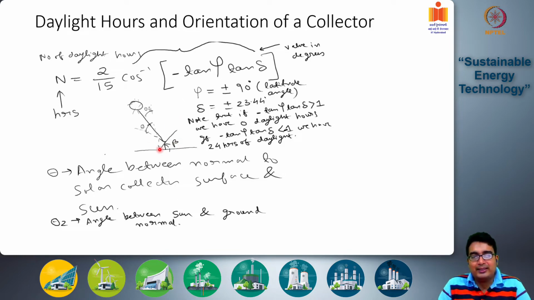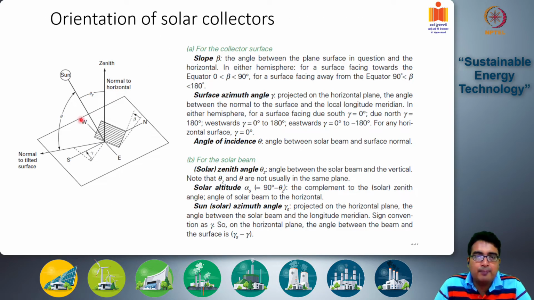So given that the solar collector is oriented at angle beta, and given that the inclination of the sun at a given point of time with respect to the ground normal is theta z, we can also define another angle theta, which is the angle between the normal to the solar collector surface and the sun. So if this is the sun's rays, this is the normal to the collector, this angle is theta. So we can get a better idea of the main different types of angles that are important in figuring out the amount of flux that a solar collector can absorb at a given time of the day.